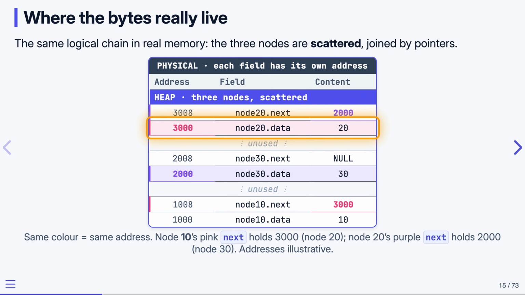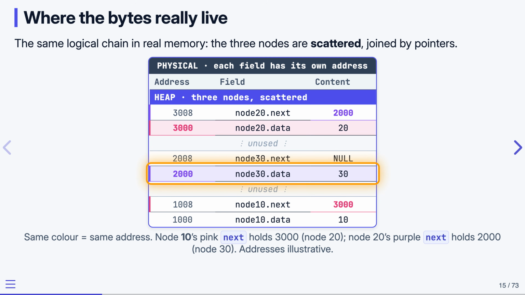We follow that address and we land here at node 20. Its data field holds the value 20. Notice this row sits far away from node 10. The two nodes are not neighbors in memory. Node 20 also has a next field. It holds the address 6000. That is the address of the third node.